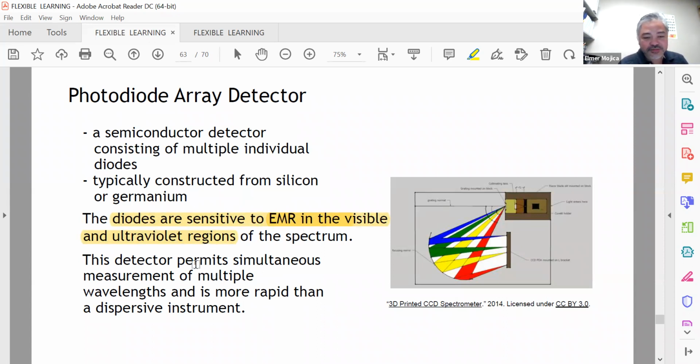This detector permits simultaneous measurement of multiple wavelengths and is more rapid than a dispersive instrument. So it can collect the signal from different wavelengths. And this is the one that is commonly used in spectrophotometers right now when you're doing a scan. Okay.